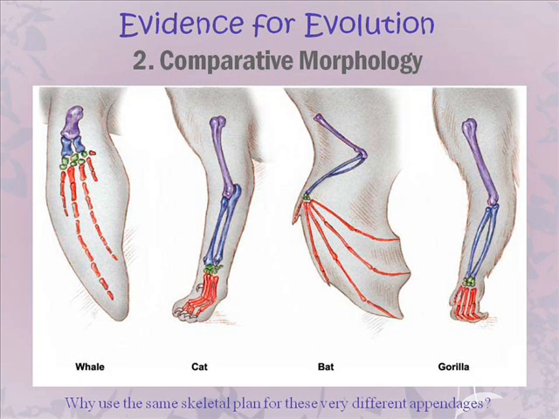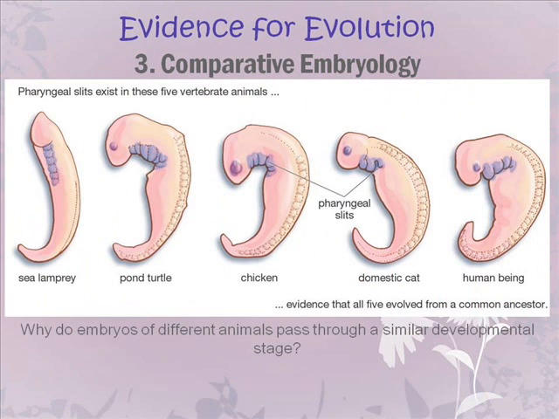had a common ancestor. And relating to the comparative morphology, there's also something called comparative embryology. This is when you start studying the embryos of different organisms at certain stages of development. This is a great picture that shows you that a sea lamprey, a pond turtle, a chicken, a domestic cat, and a human being all look really similar. In fact, we all have these gill slits as we're developing. And over time, we've just kind of changed. And some of us don't need the gill slits anymore, and some of us do.